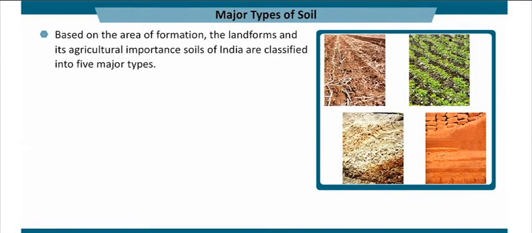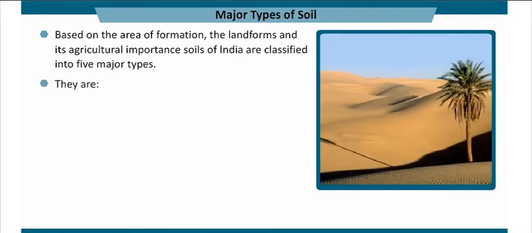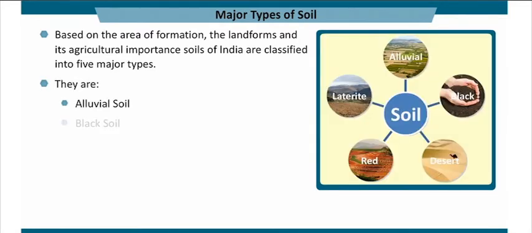Major types of soil. Based on the area of formation, the landforms and its agricultural importance, soils of India are classified into 5 major types. They are as follows: alluvial soil, black soil, red soil, laterite soil, and desert soil.